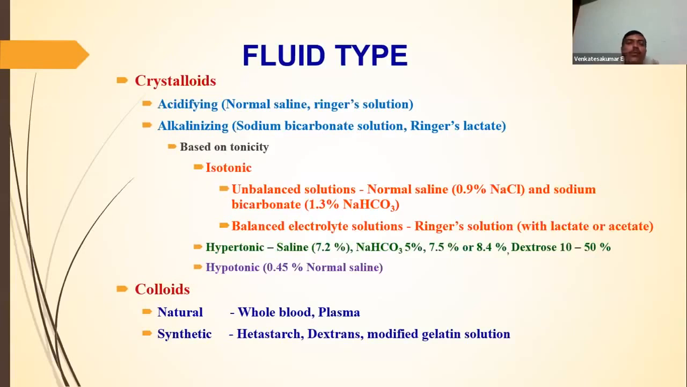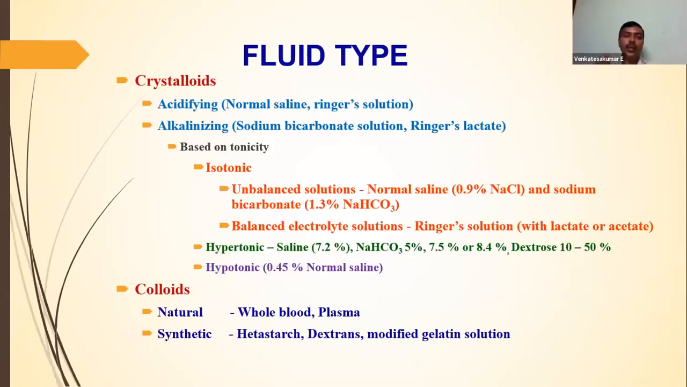Another classification is based on the osmolality of the fluid: isotonic, hypertonic, and hypotonic. Usually, the isotonic fluids are preferred for normal dehydration cases. Isotonic solutions are again divided into unbalanced solutions, such as normal saline and isotonic sodium bicarbonate, 1.3%, which is an unbalanced isotonic solution.